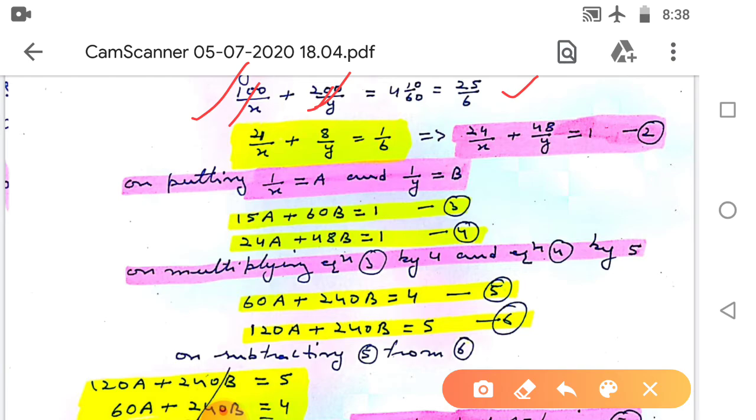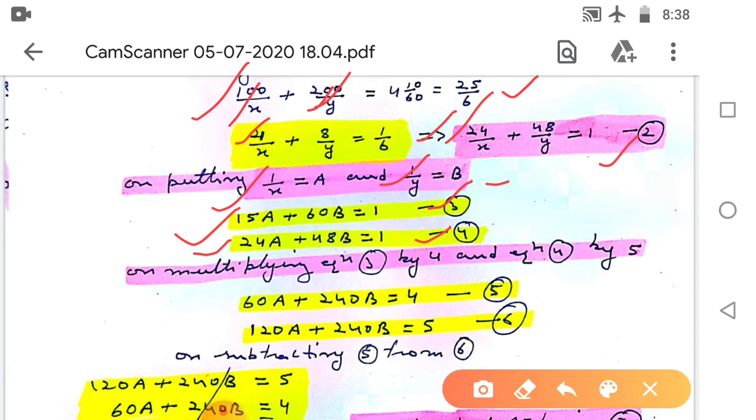And finally we get 4 upon x plus 8 upon y is equal to 1 by 6, and here we cross multiply it, we get 24 upon x plus 48 upon y is equal to 1. And now after putting the value of 1 upon x as a and 1 upon y as b in the given two equations, we get 15a plus 60b is equal to 1, and this equation 2 becomes 24a plus 48b is equal to 1.